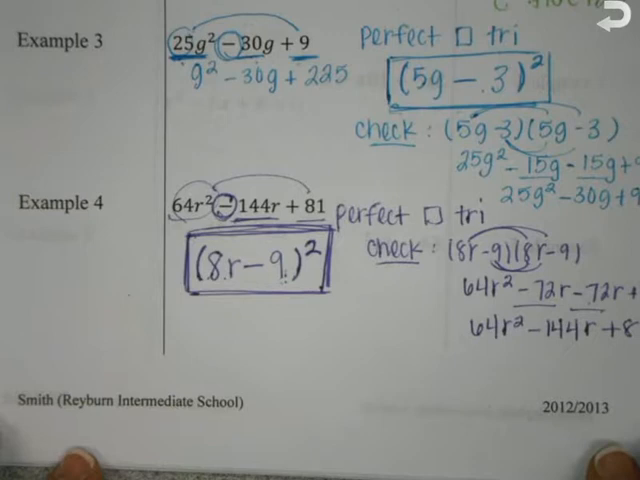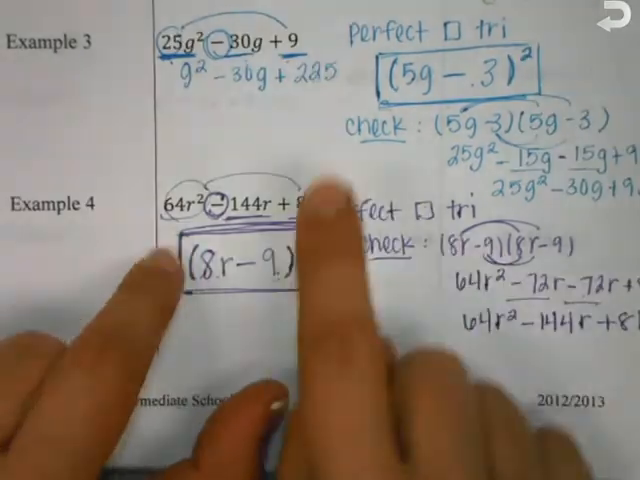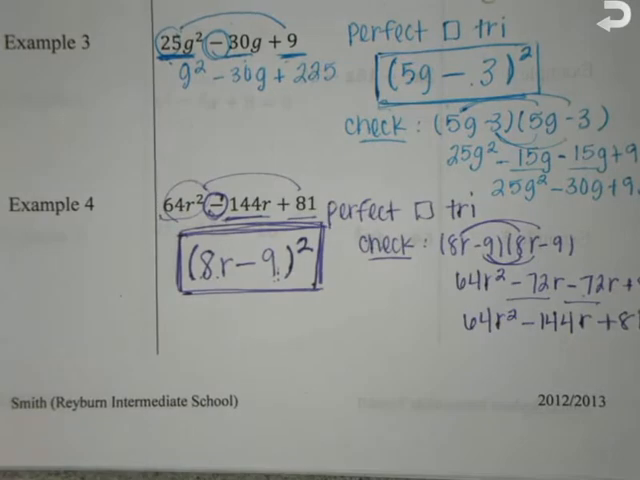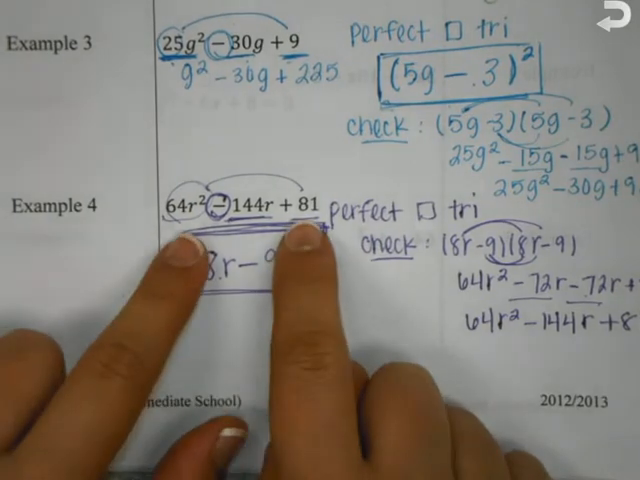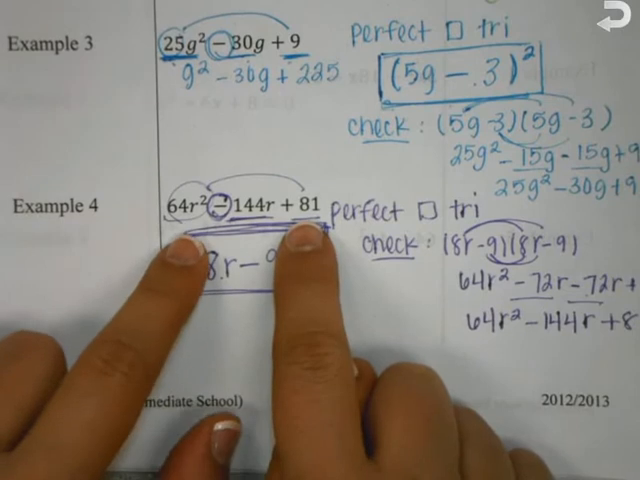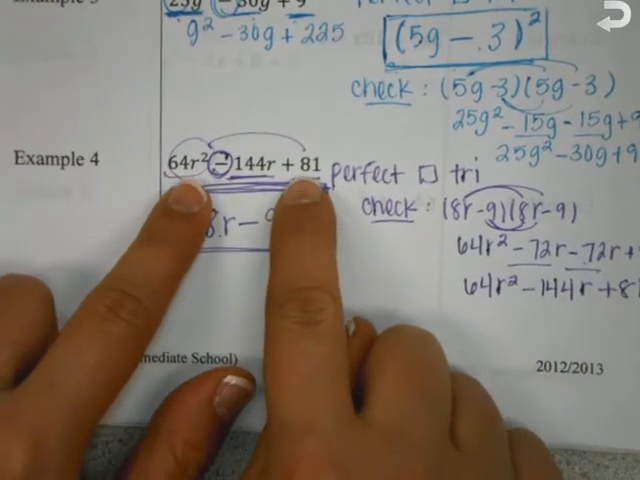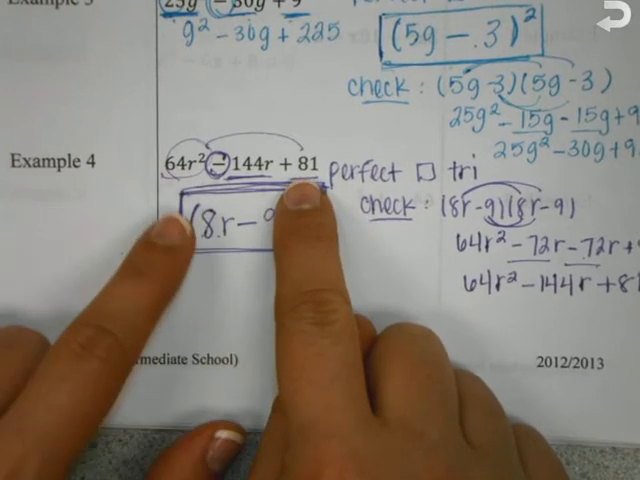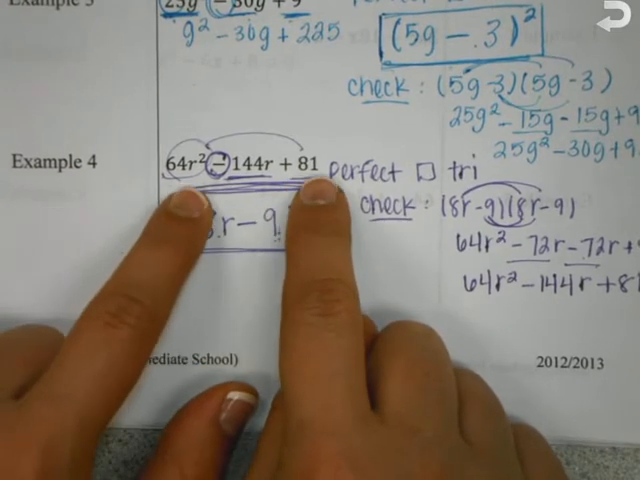Especially, big hint for the test and STAAR testing, if the numbers are outrageously large, like 64 times 81. Do you think that I really expect you to be able to multiply all of that and then do diamond method on it? Check for perfect square trinomials, okay? Because it's almost always going to come out to be perfect squares. Got it? Got it. Okay.